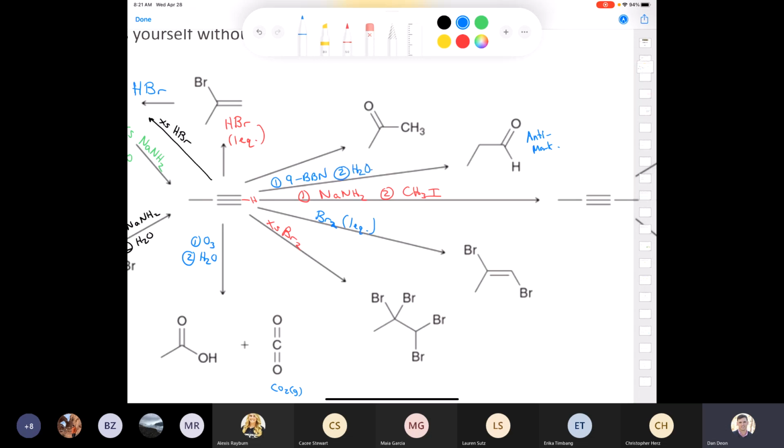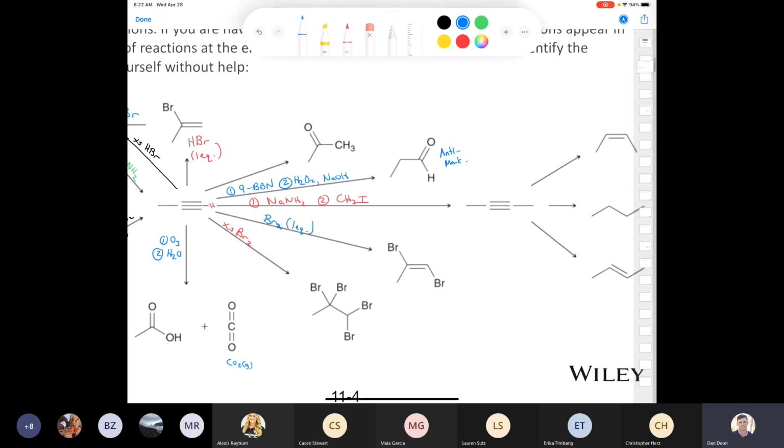Second step is to treat it with hydrogen peroxide and sodium hydroxide, right? We end up forming the enol. I'll draw it here just for fun. We end up with this enol, and that enol undergoes tautomerization to form the aldehyde.